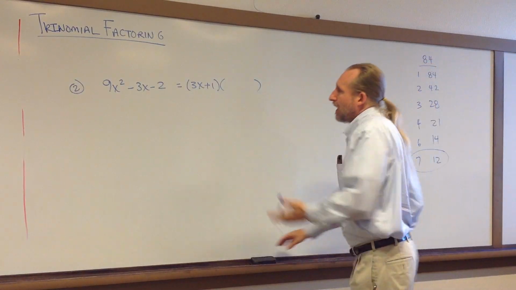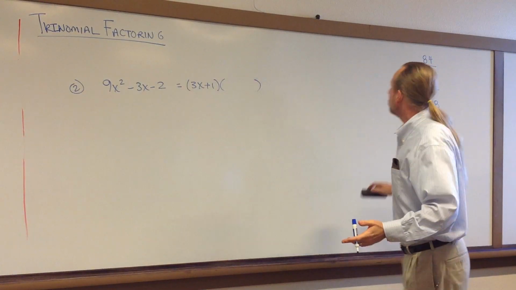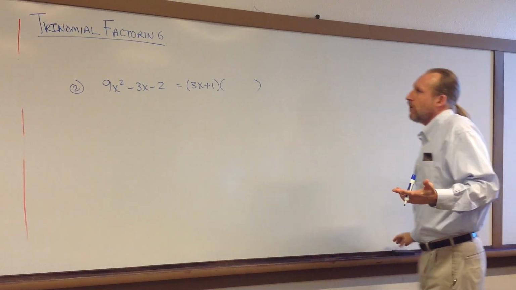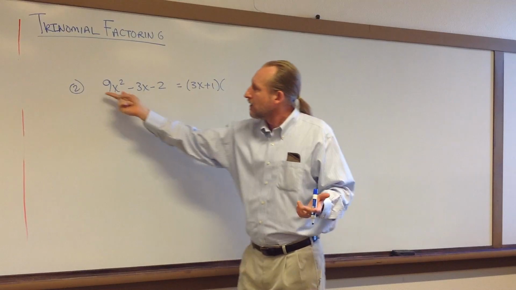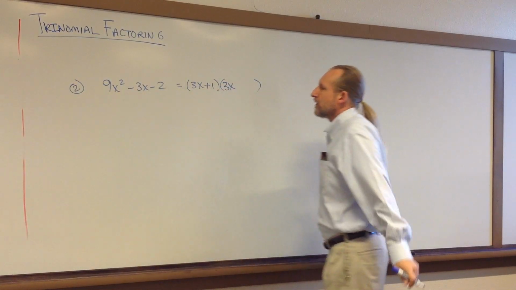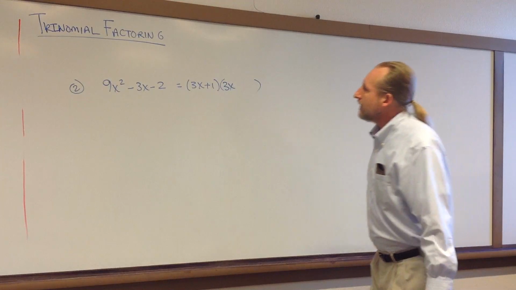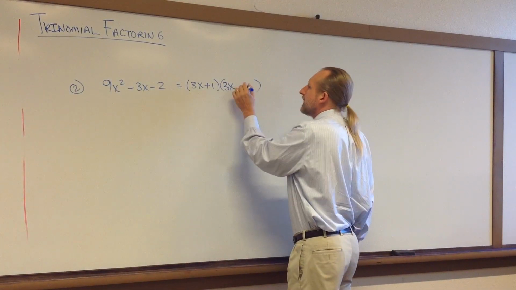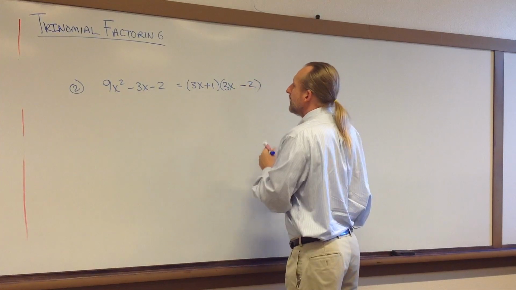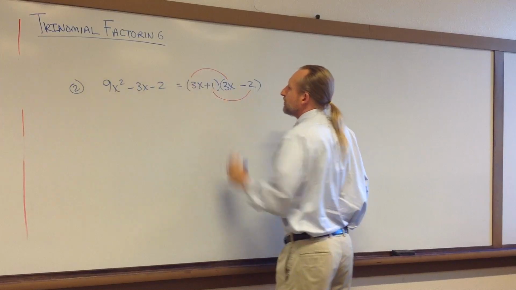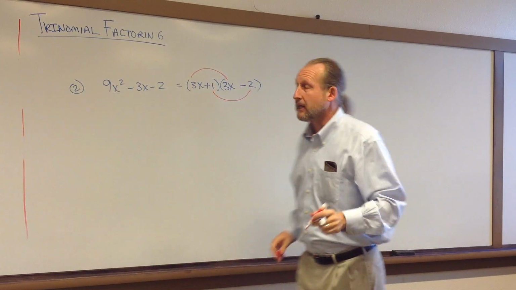So for these problems, just filling in that blank parentheses, all you have to do is figure out, well, I've got a 3 here. What do I have to multiply that by to get the 9? Well, we're going to need another 3x. And then here I've got a positive 1. I'm going to need a negative 2 so that this multiplication right here gives us negative 2. This multiplication right here gives us the 9x squared.